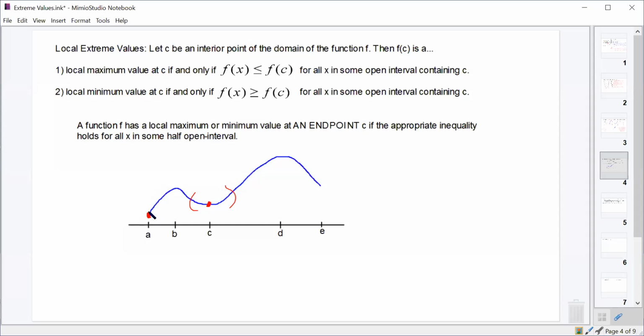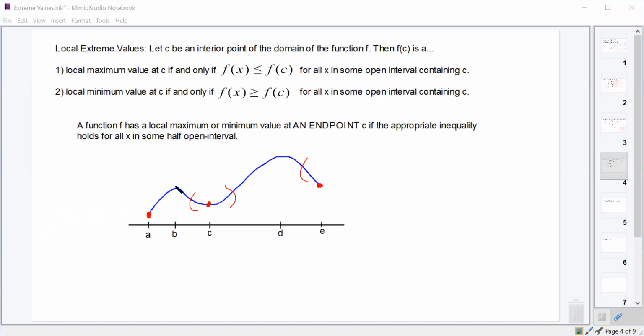We could even do the same thing for endpoints. For example, at E, E is a local minimum because on the half open interval surrounding E, there are no points that are less than E. E is the lowest point. It increases as it goes towards the left away from E. Okay.